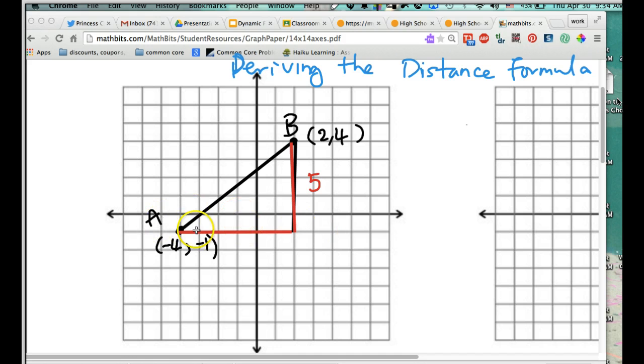And then you counted the squares sideways. So that was 1, 2, 3, 4, 5, 6. And so you knew that this was 6 units long. Okay? Thumbs up if you remember this lesson. Okay, good. So then, now what we had to do was use the Pythagorean theorem.